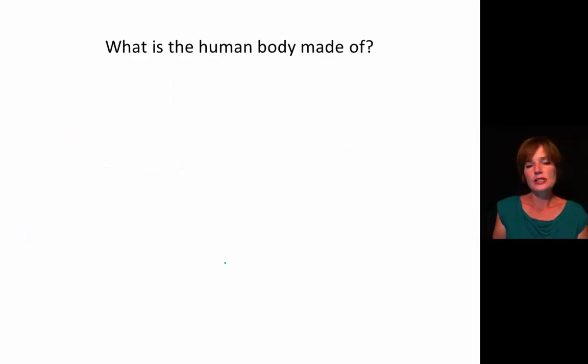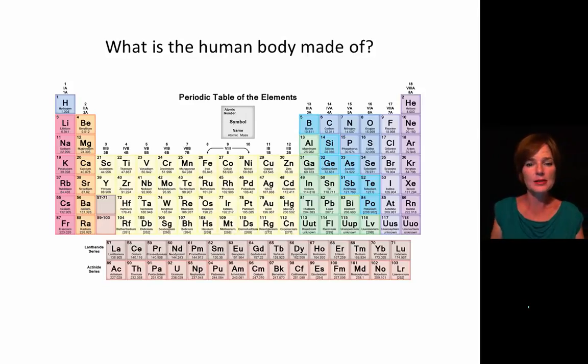Now, as we begin our study of the human body and anatomy and physiology, one of the first questions is, what is the human body made of? Well, quite simply, the human body is made up of elements. And I'm sure everybody has seen something like this before. This is a periodic table of elements. It shows us pretty much all of the different things that can compose matter, whether it's living matter or non-living matter. So whether it's an animal or a rock that we're looking at.